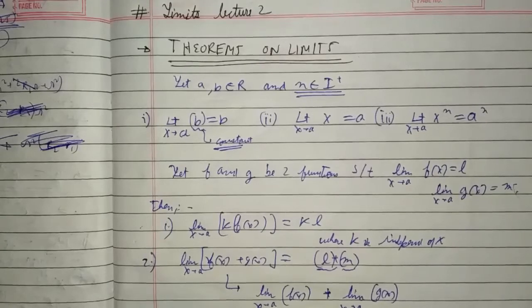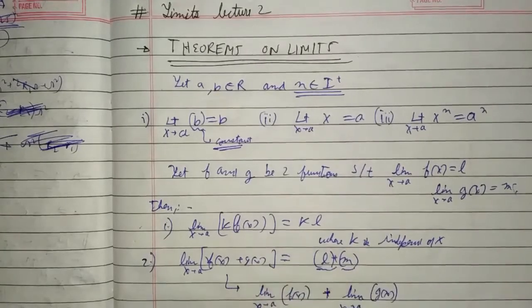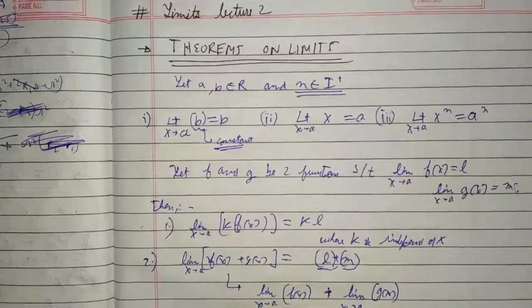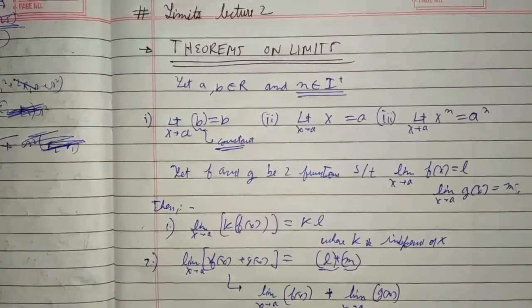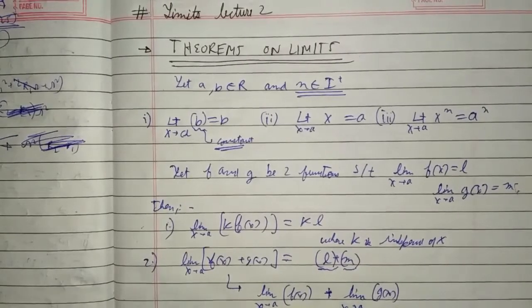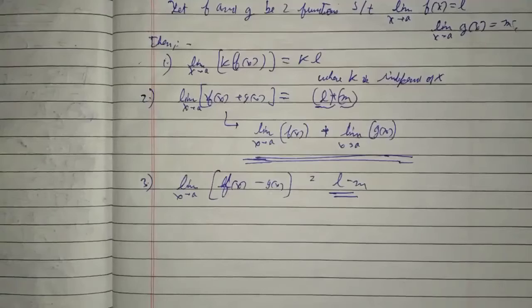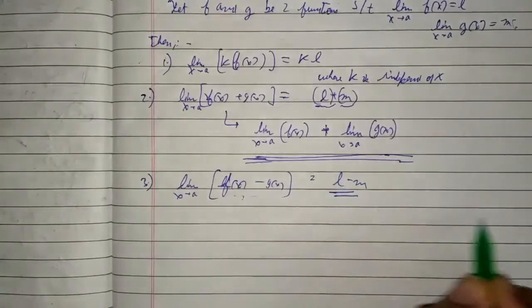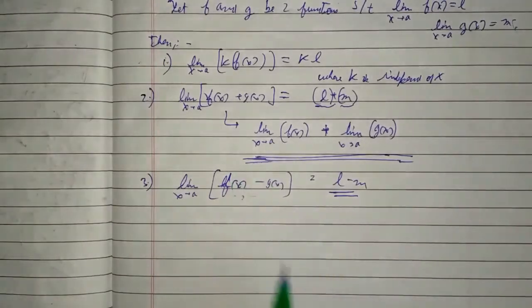And third is just subtraction. That is limit x tends to a of f(x) minus g(x) is equal to l minus m. So I hope you have written it down. And now an important statement: the limit of an algebraic sum of 2 or 3 or in general any definite number of functions is equal to the algebraic sum of the limits of these functions. Even if there are f(x), g(x), h(x), and so on till n functions, we can use these theorems.